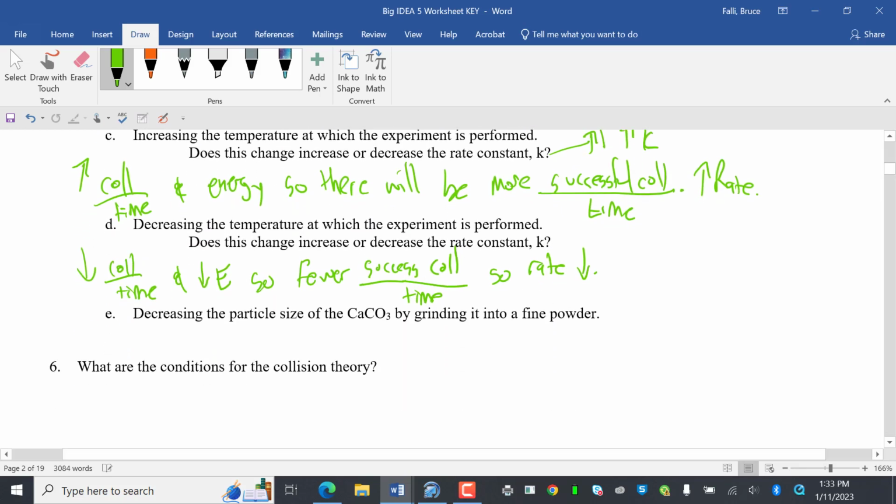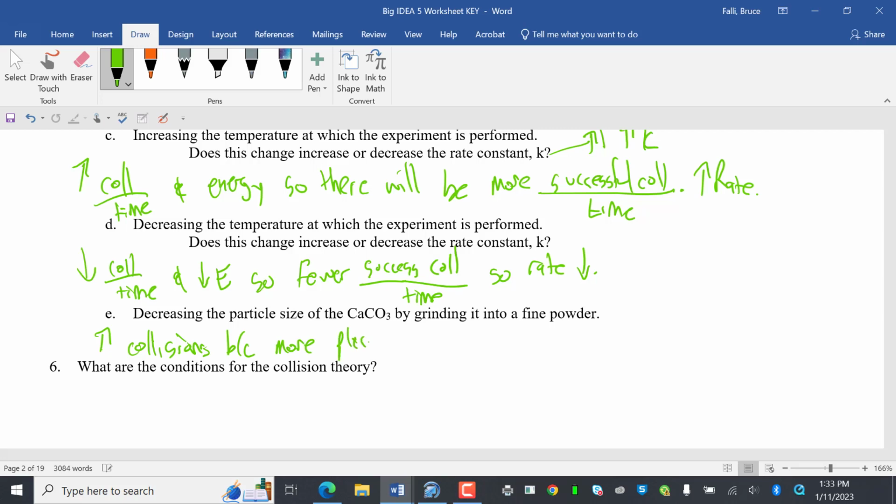Decreasing the particle size by grinding it into a fine powder. What that does is that increases the collisions because more places for collisions. So it increases successful collisions per time, rate increases.